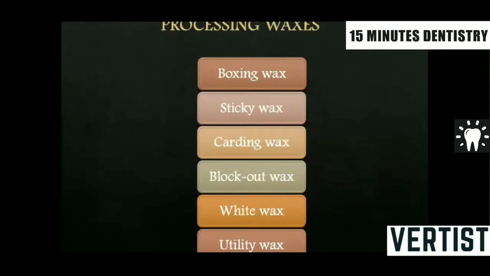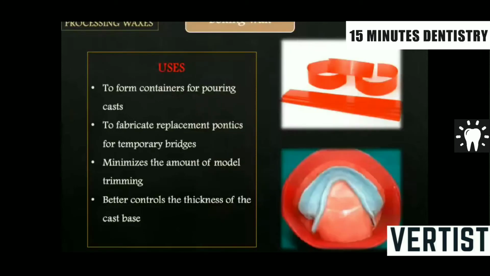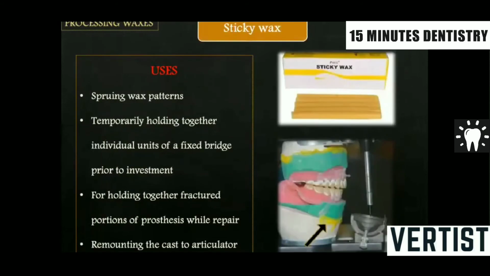Next are the processing waxes. Boxing, sticky, carding, blockout, white and utility wax are examples of processing wax. Boxing wax is used to form containers for pouring casts, to fabricate replacement of contacts. It minimizes the amount of model trimming that will be needed and better controls the thickness of the base of the cast.